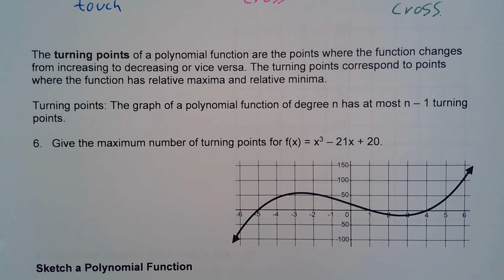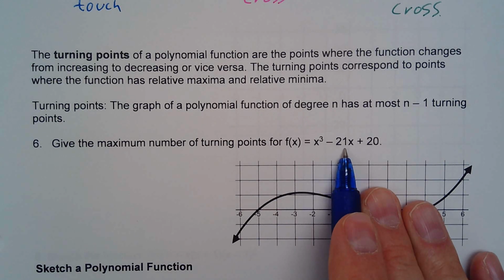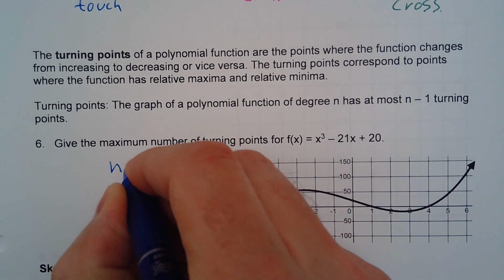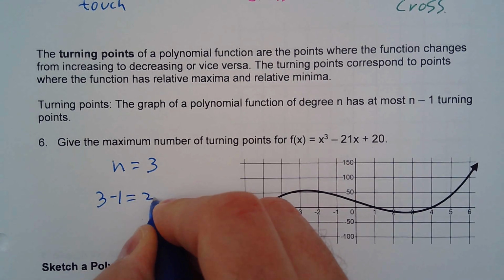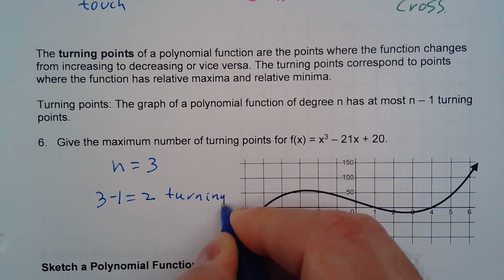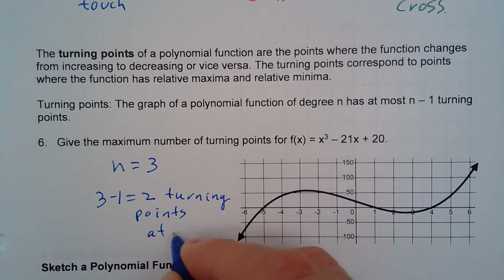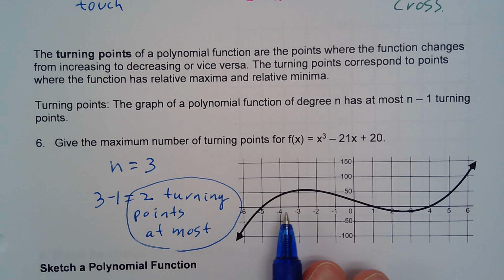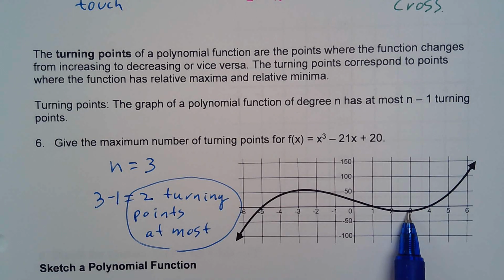So give the maximum turning points for the function f of x equals x cubed minus 21x plus 20. So here the degree of the polynomial is 3. So take 3 minus 1, that would give me 2. So that'd be 2 turning points at most. In fact, they kind of gave us a graph. We can see it does have 2 points, one about here and one here.